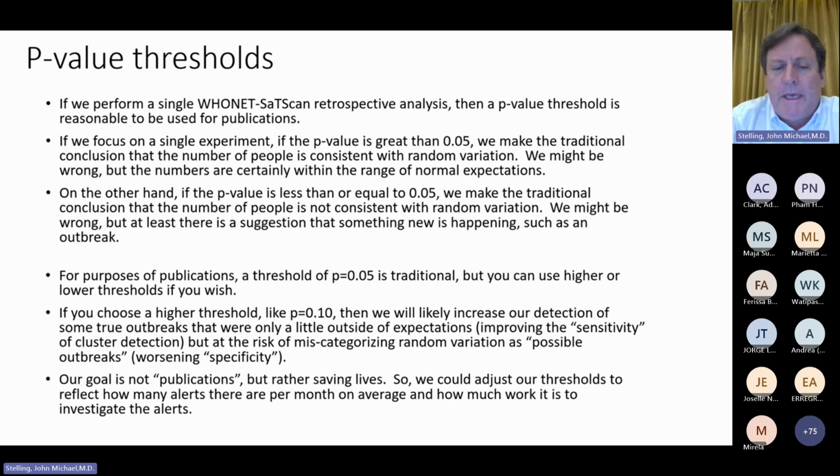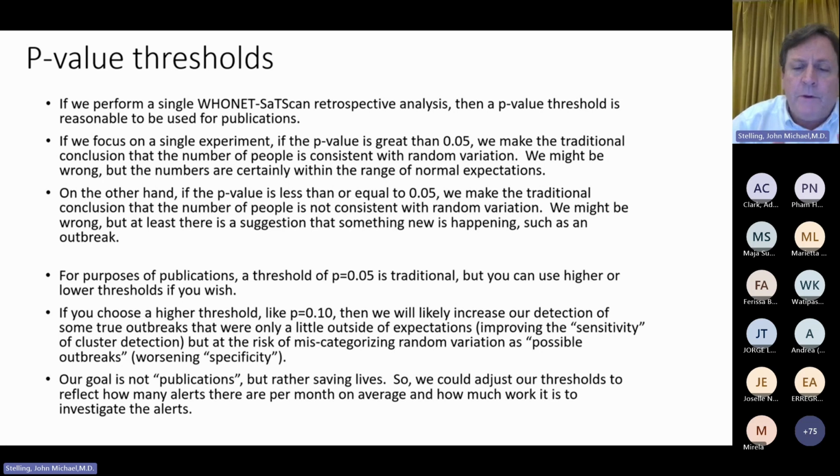So for purposes of publication, a threshold of 0.05 is traditional, but you can use a higher or lower threshold if you wish. If you choose a higher threshold, like a p of 0.1, you'll probably do a better job of finding true outbreaks. We call that improving sensitivity. You're finding the true things that you want, but you have the risk of a higher number of false positives, and we call that worse specificity.